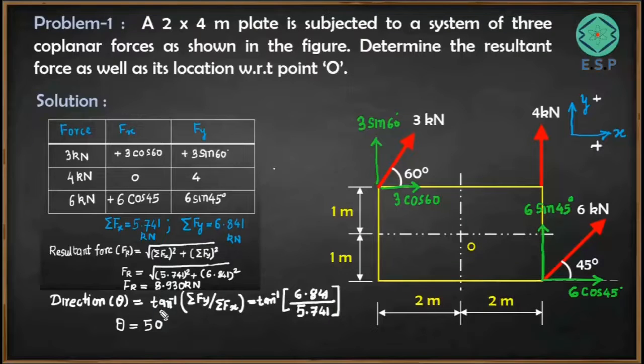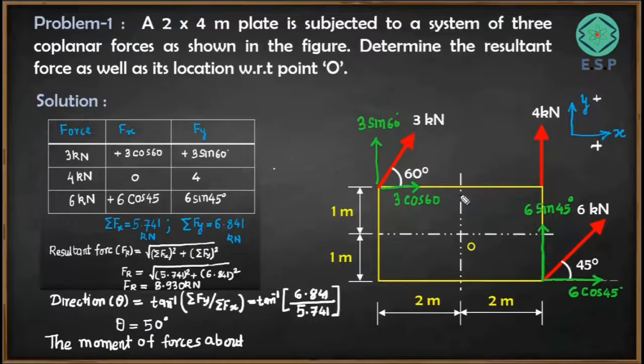So if you look here, this is the angle at which the resultant force is inclined to the horizontal. And the value of resultant force is given as 8.930 kilonewton. So we got the magnitude as well as direction of the resultant force. Now there is one more thing I would like to find, that is resultant moment. So let's also find out the resultant moment about point O, because we have to find the distance of the force with respect to point O.